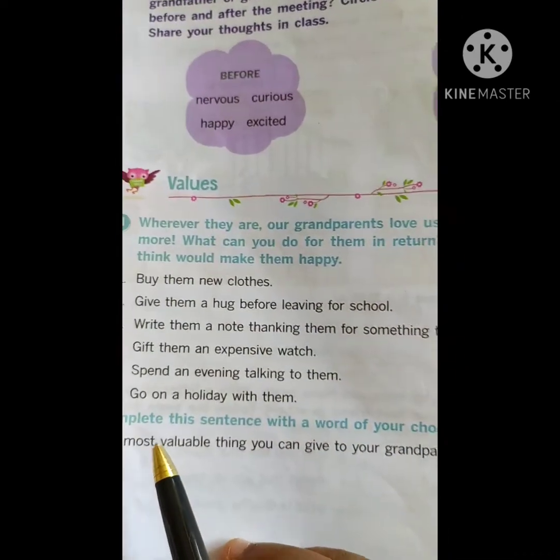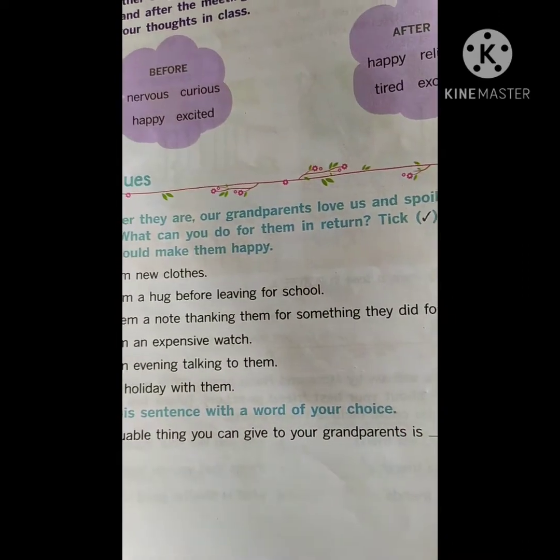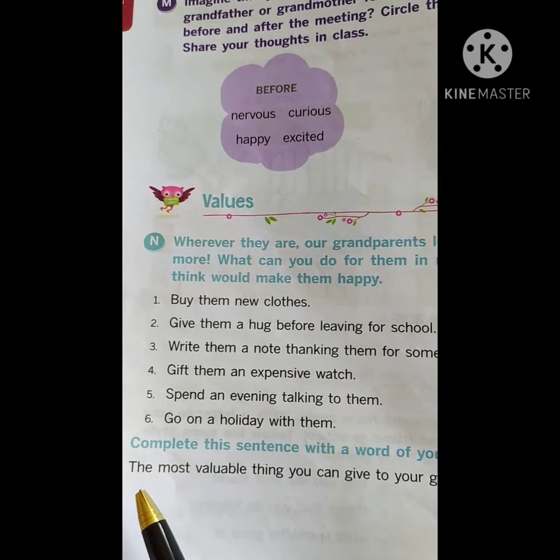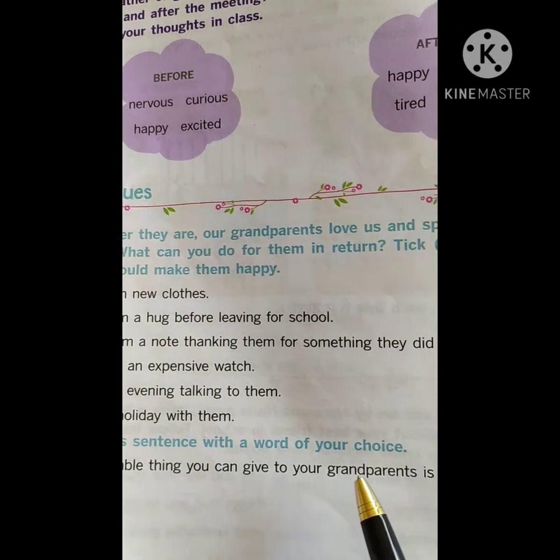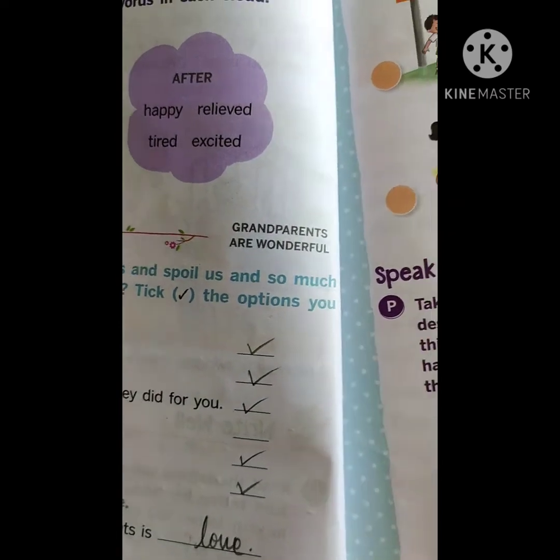Yes. Okay, last one, children. Complete this sentence with a word that you choose. This is your choice, children. The most valuable thing you can give to your grandparents is... for me it's love, obviously, affection and care.